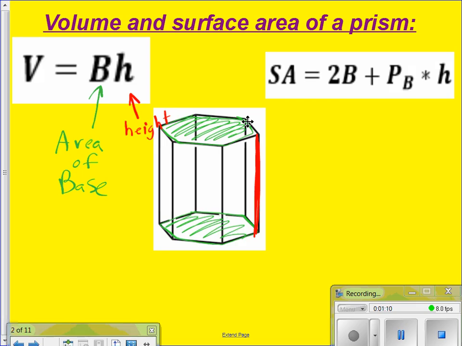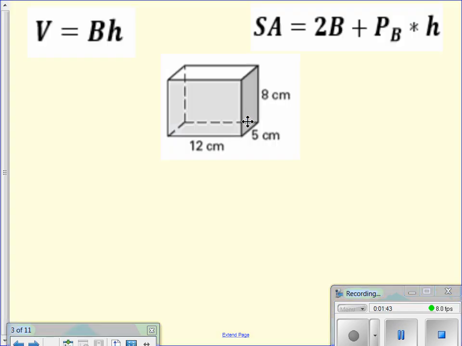Okay. Surface area gets a little trickier. Again, we've got that same area of the base. The one part that we're adding that's a little different here is, let's go blue, this little PB, the perimeter of the base. So what you're doing is you're finding the perimeter of that base and multiplying it by the height yet again. So you're kind of finding that whole lateral area. Let's apply it in this problem here.